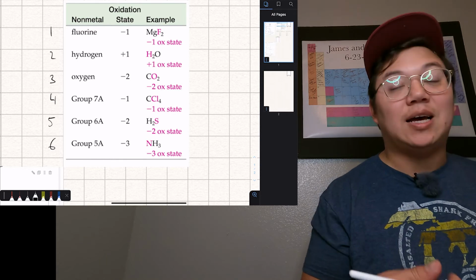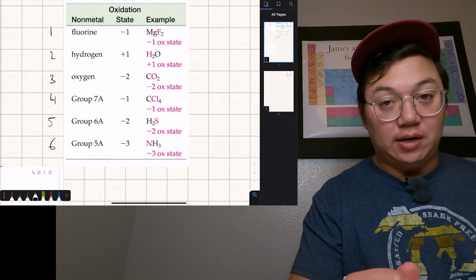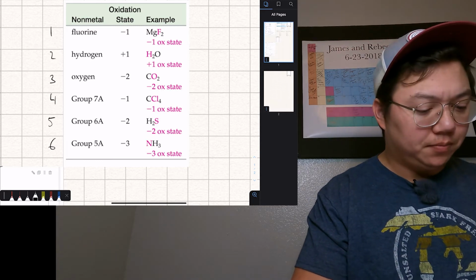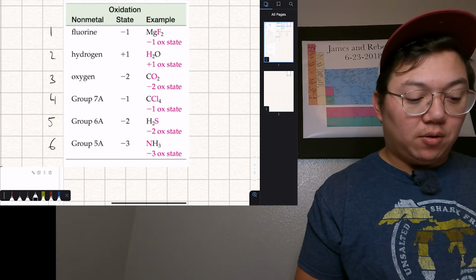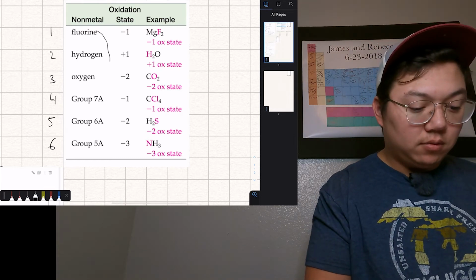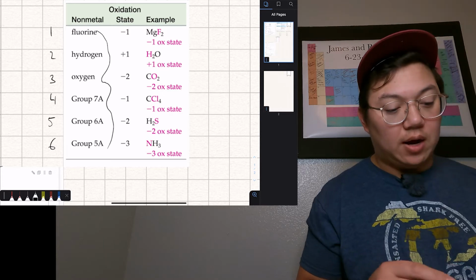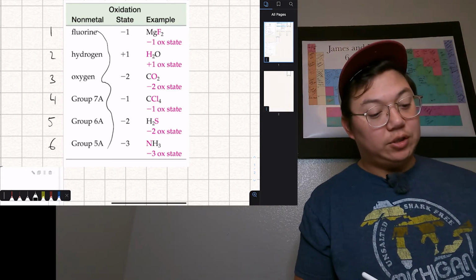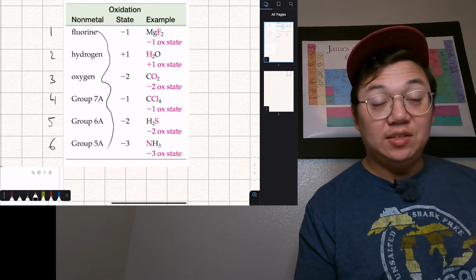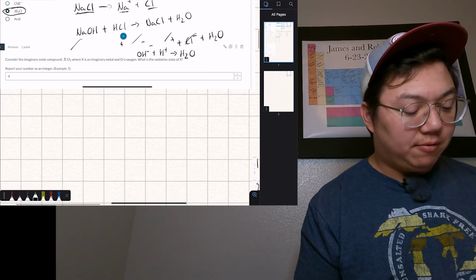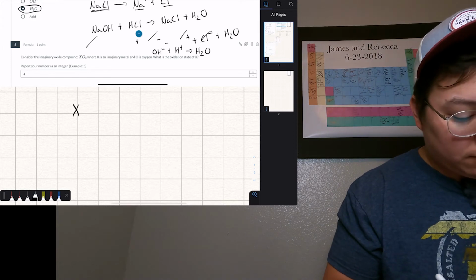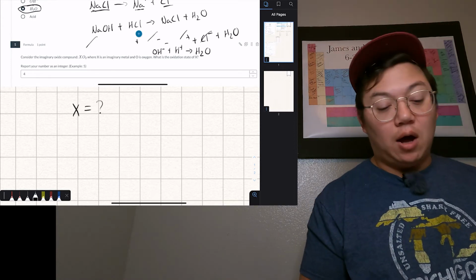So if we have an element that's higher on this list than another one, it takes priority in terms of what its oxidation state is. So with a metal, we have to determine the oxidation state from one of these groups, whether it's fluorine, hydrogen, oxygen, or group 7A, group 6A, group 5A. In this example, X is an imaginary metal, and we're trying to determine the oxidation state of X. And we're given oxygen.